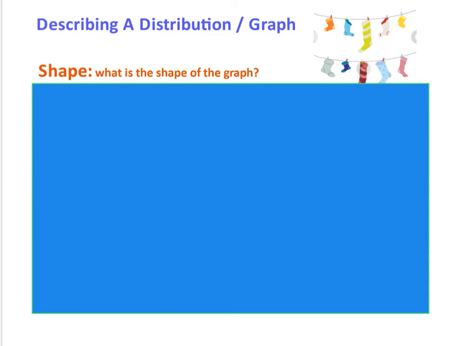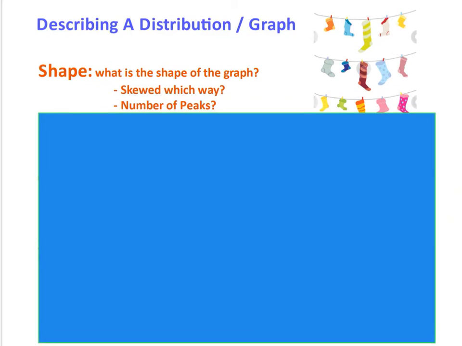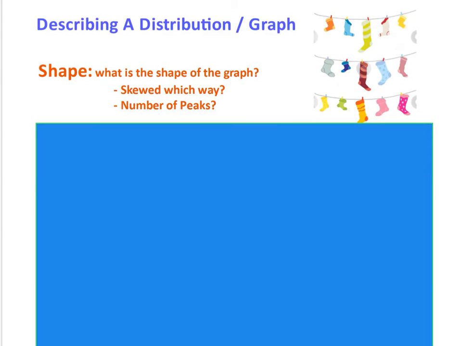Well, once I have a distribution, I need to describe it. So if I have to describe a distribution or a graph, if that's the prompt given to me, the first thing I talk about is shape. What is the shape of the graph? Is it skewed one way or the other? How many peaks does it have? We are going to look at some examples of this on the next page. So hang tight, examples for shape are coming on the next slide.